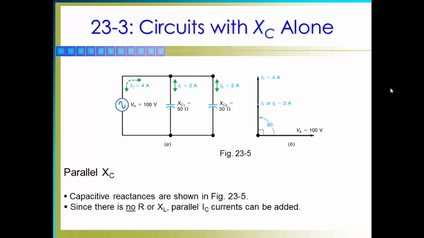Therefore, if we have two capacitive circuits, so we have capacitive reactances, in this case there is no resistance in the circuit; they're just pure reactives. Then the currents are again additive.